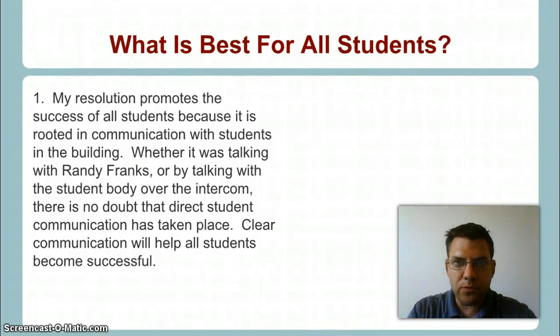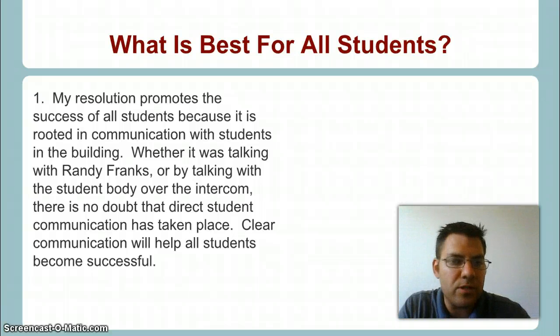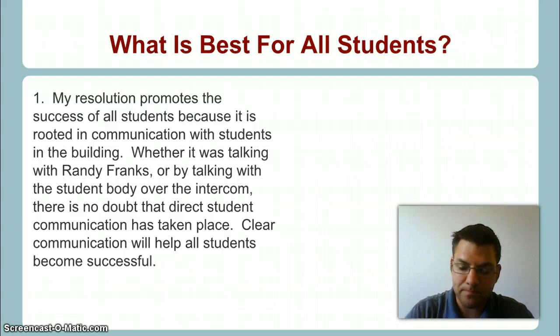So, as I'm going through my resolution, obviously we want to think of what is best for all students. My resolution promotes the success of all students because it is rooted in communication with students in the building. Whether it was talking with Randy Franks or by talking with the student body over the intercom, there is no doubt that direct student communication has taken place. Clear communication will help all students become successful.